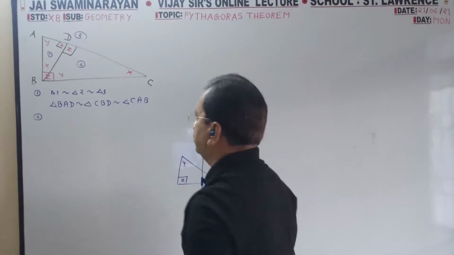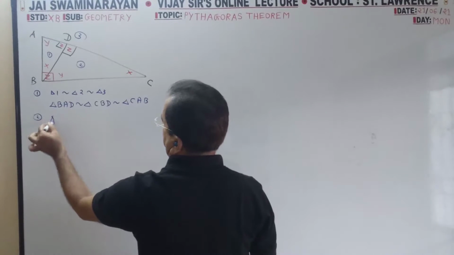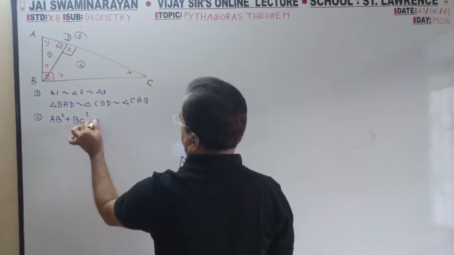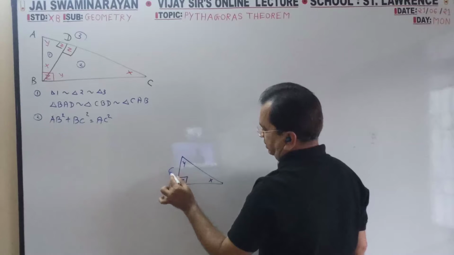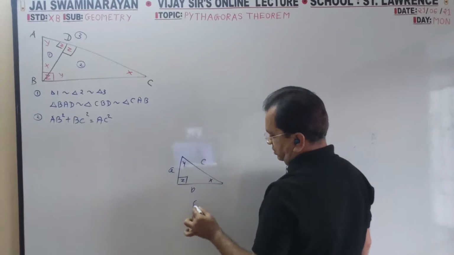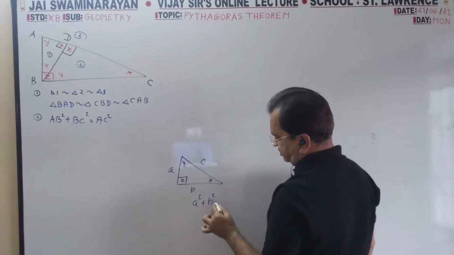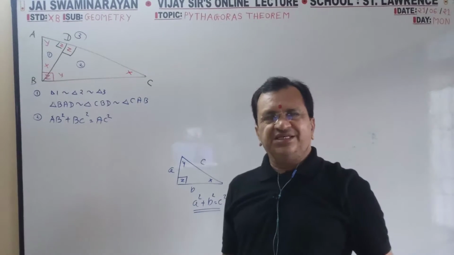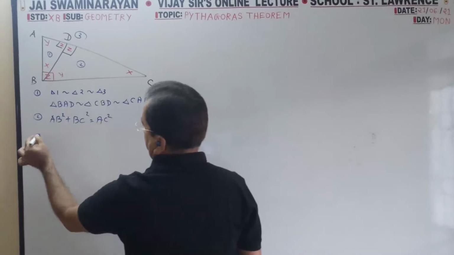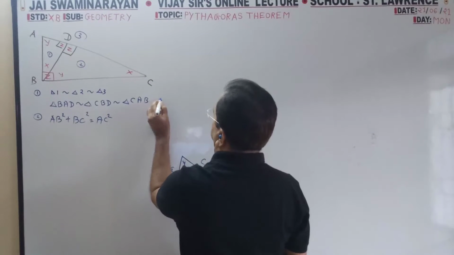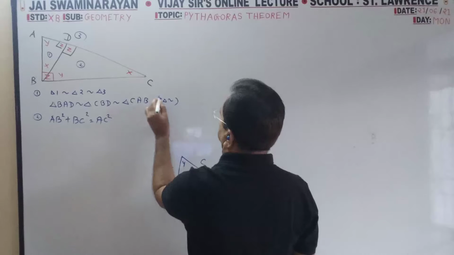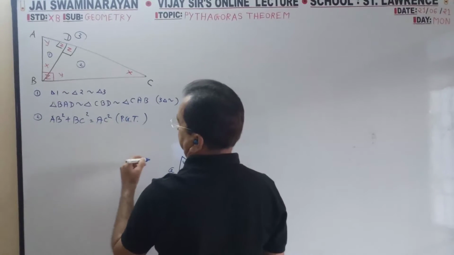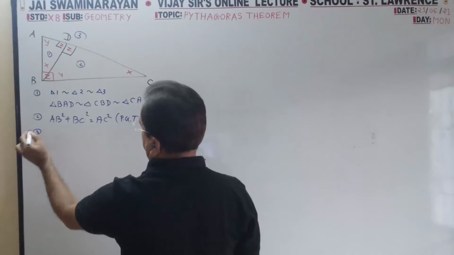Second, what you have to prove? You have to prove Pythagoras theorem. AB square, BC square. Suppose it is A, it is B, it is C. So height square, base square, hypotenuse square. This is your second proof. Okay. Three triangles similar, that you have to prove. Pythagorean triplet or Pythagorean theorem.